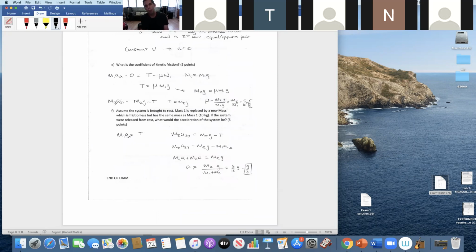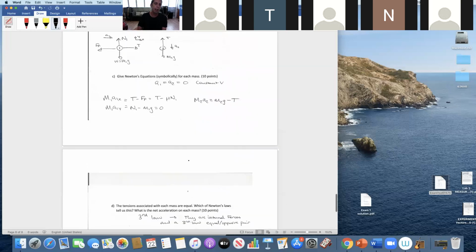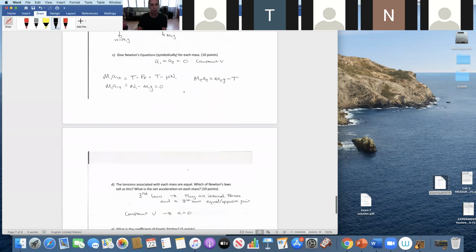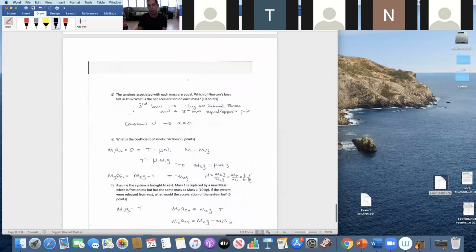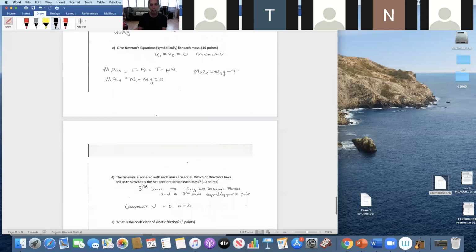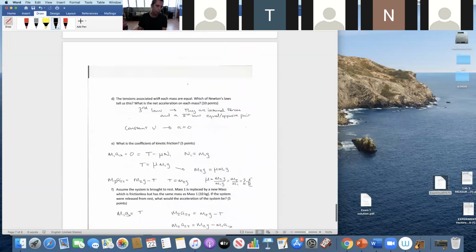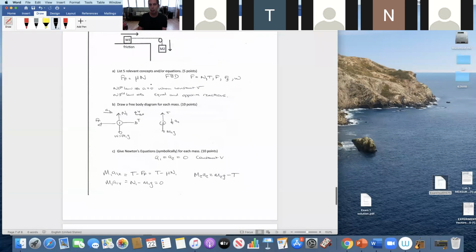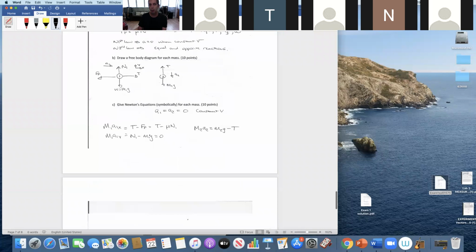So I know I went through this test pretty fast, but the main point was make sure you can draw free body diagrams. Make sure you can write Newton's equations based on your free body diagram. Okay, make sure you always write something. And then these ones that I actually wrote sentences, make sure you understand them. But you can see that this problem consisted of 6 parts. Part 1 was just writing some concepts. Part 2 is free body diagram. Part 3 was just writing down the equations from the free body diagram.